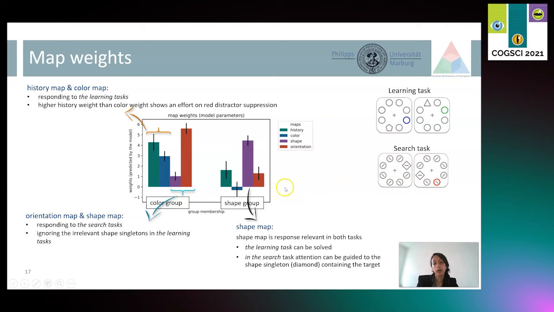In the shape group, the highest weight is for the shape map. By that, participants in the shape group solve the learning tasks, and also in the search task, attention can be guided to the shape singleton, I mean the diamond, that contains the target. So the shape map is response relevant in both tasks.